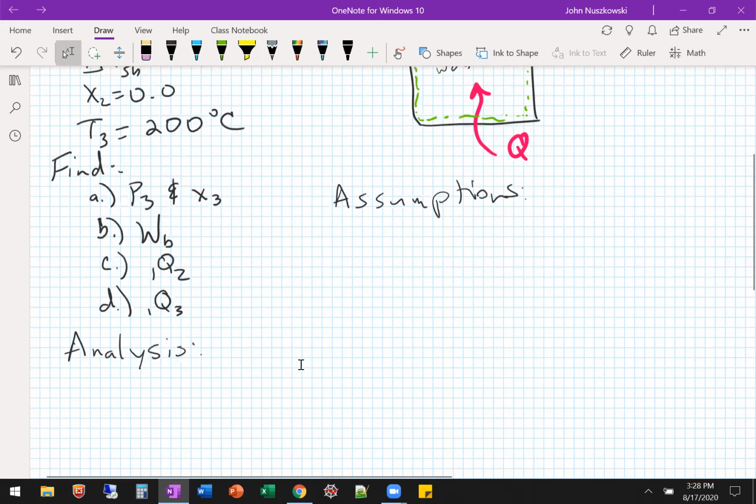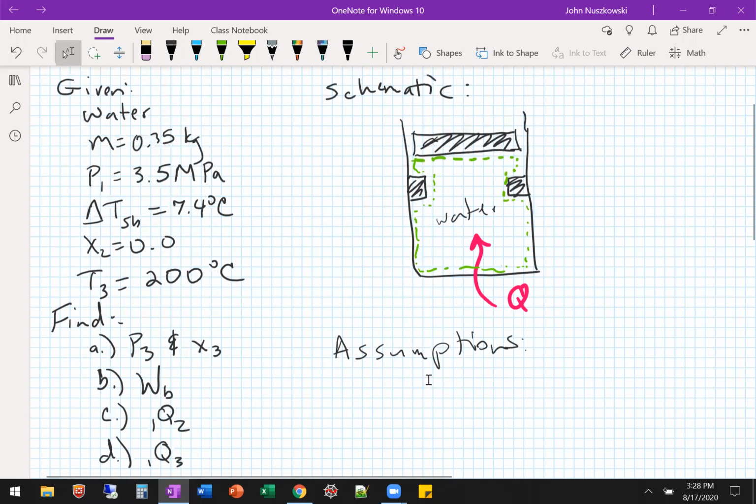Part A is P3, so the pressure at state 3 and the quality at state 3. Where do we think we start to get to that pressure and quality? Where do you want to begin? Professor, can you repeat the question, please? Yeah, part A is the pressure and the quality at state 3. If we want to solve for that, where do we begin? What is the first thing we should do to get there? Find P2. So find our states, right? Yeah, okay.